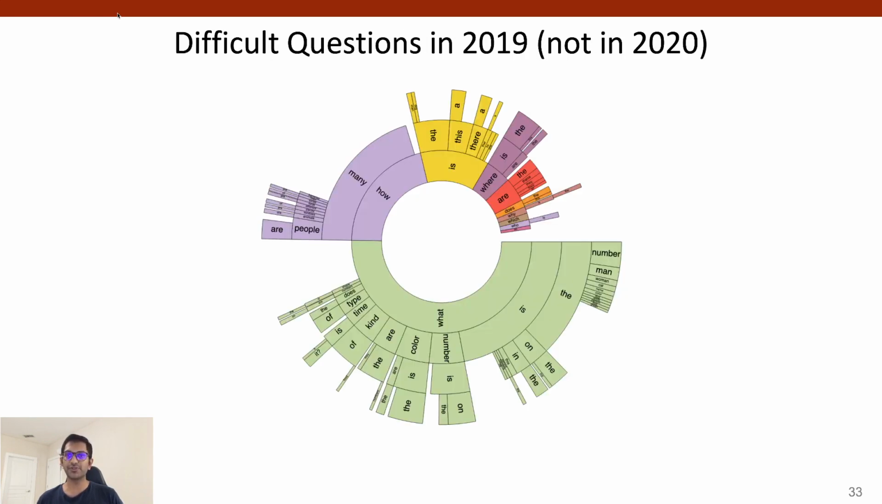We were also curious to know if there are questions that were difficult last year but are not this year. So we made this plot. In addition to making progress on how many questions, interestingly, the top 10 teams have also made progress on questions that require reading number-related text on images, such as what is the number, what number is on, and what number is the.